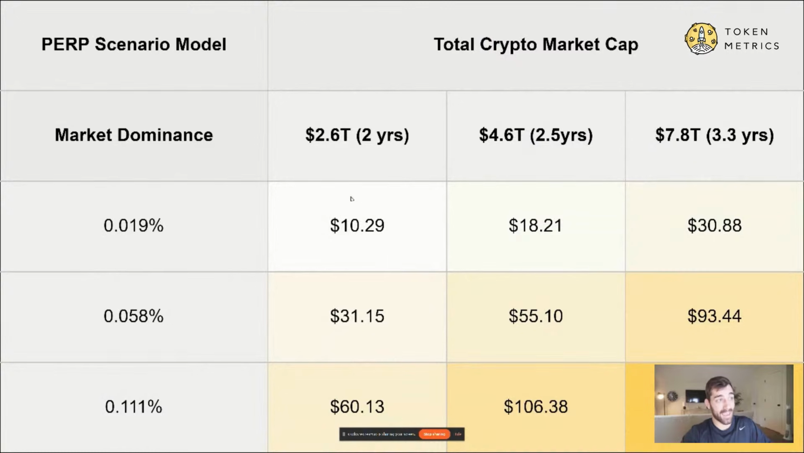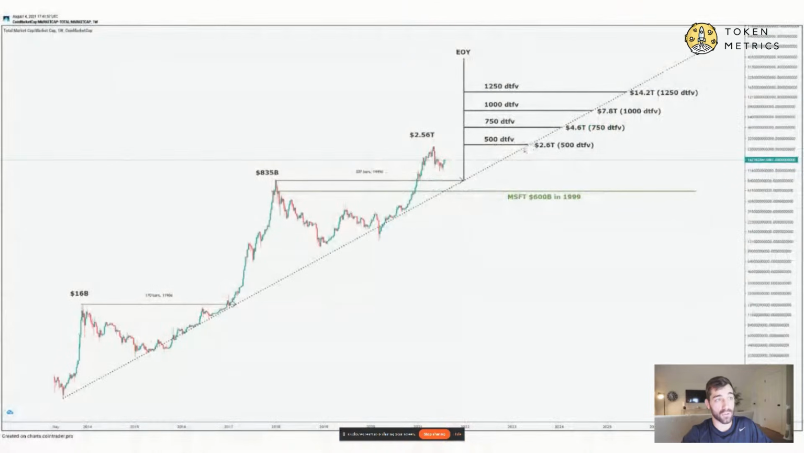construct a price scenario matrix where we see our most bearish scenario, which of course assumes that we get to $2.6 trillion. And maybe that'll happen by the end of the year. But it should happen within at least 2 years. We're 2 years away from $2.6 trillion being our fair value trend line.